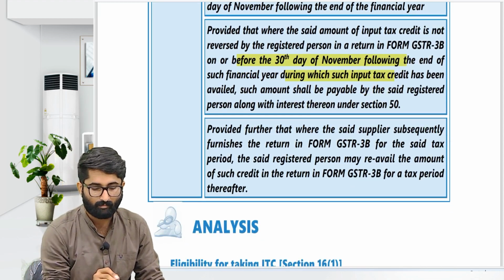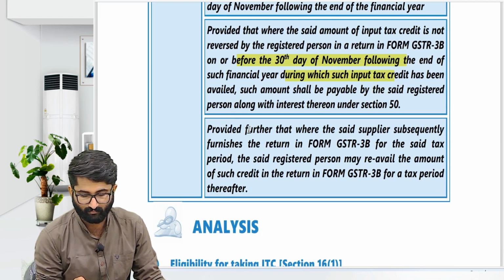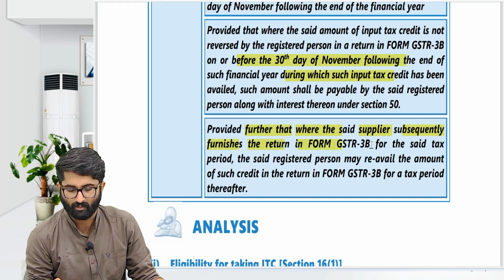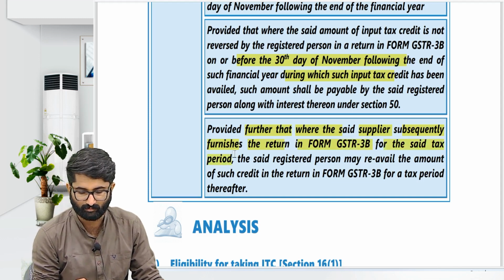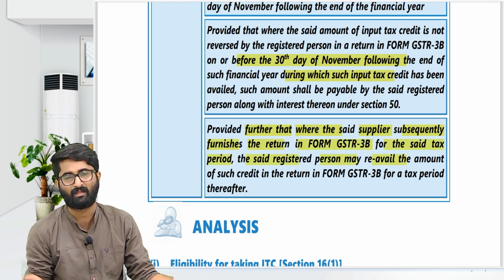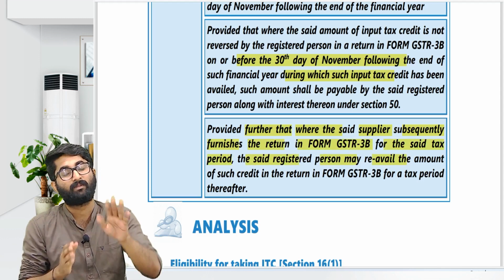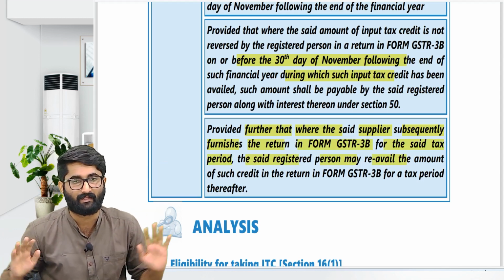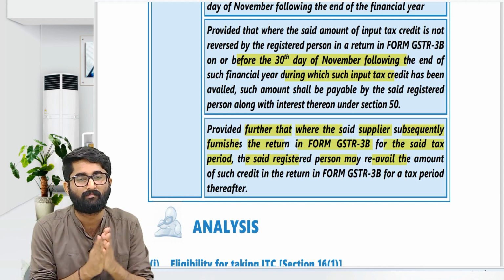And lastly, provided further that where the said supplier subsequently furnishes the return in form 3B for the said tax period, the said registered person may re-avail that. That means after the tax period, if he pays the tax, then I can re-avail that. So that is given in rule number 37A.